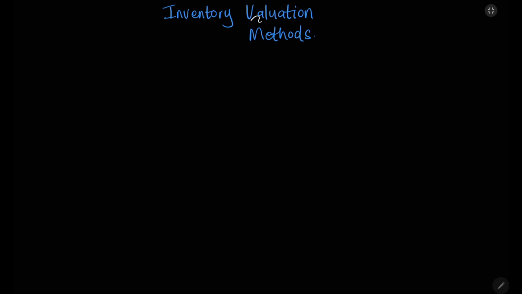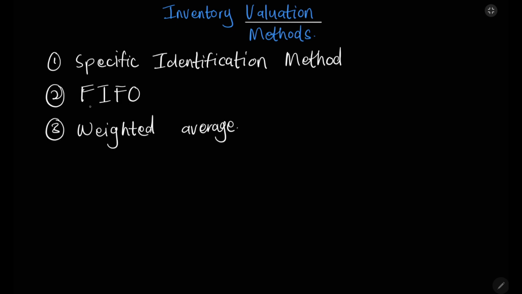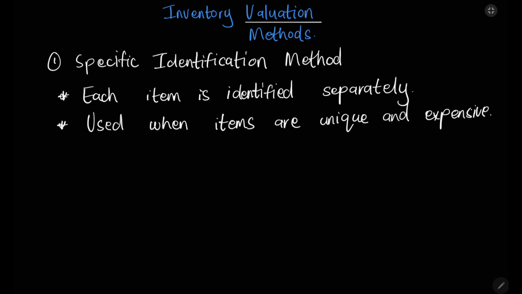Before I even tell you all the subtopics, what is valuation? Valuation is to basically find the value of a certain asset. So we're doing inventory, that means calculating the value of our inventory. There are 3 different ways in grade 12. Firstly, we have the specific identification method. Secondly, we have the FIFO, and lastly, we have the weighted average. Now let's learn the specific identification method.